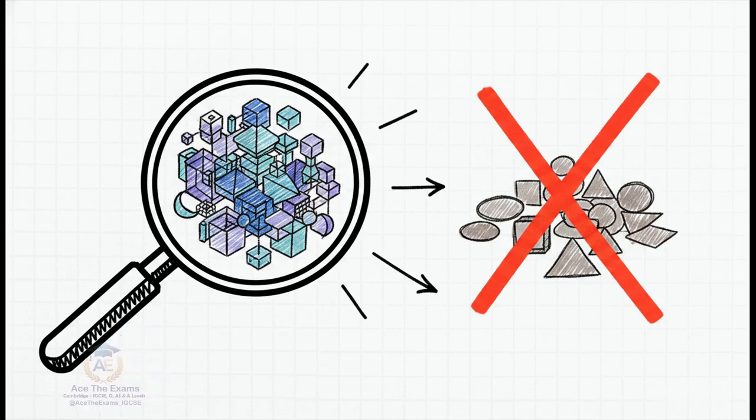Point, evidence, explanation, link. You make your point about the SQL function, you provide evidence from the scenario, you explain how the aggregate function processes the data, and you link it back to the overarching goal of the database system. That is how you demonstrate true analytical depth.